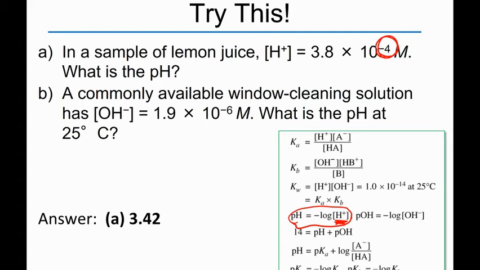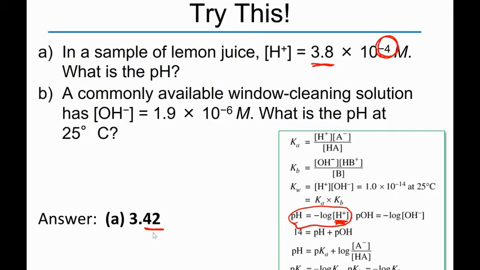Also, significant digits. This is something you can ask me about later, but 3.8 has 2 significant digits in it. The significant figures in the concentration of hydronium is equal to the number of decimal places you should record in your pH. Something that's kind of unique to pH. Again, you can ask me about that.